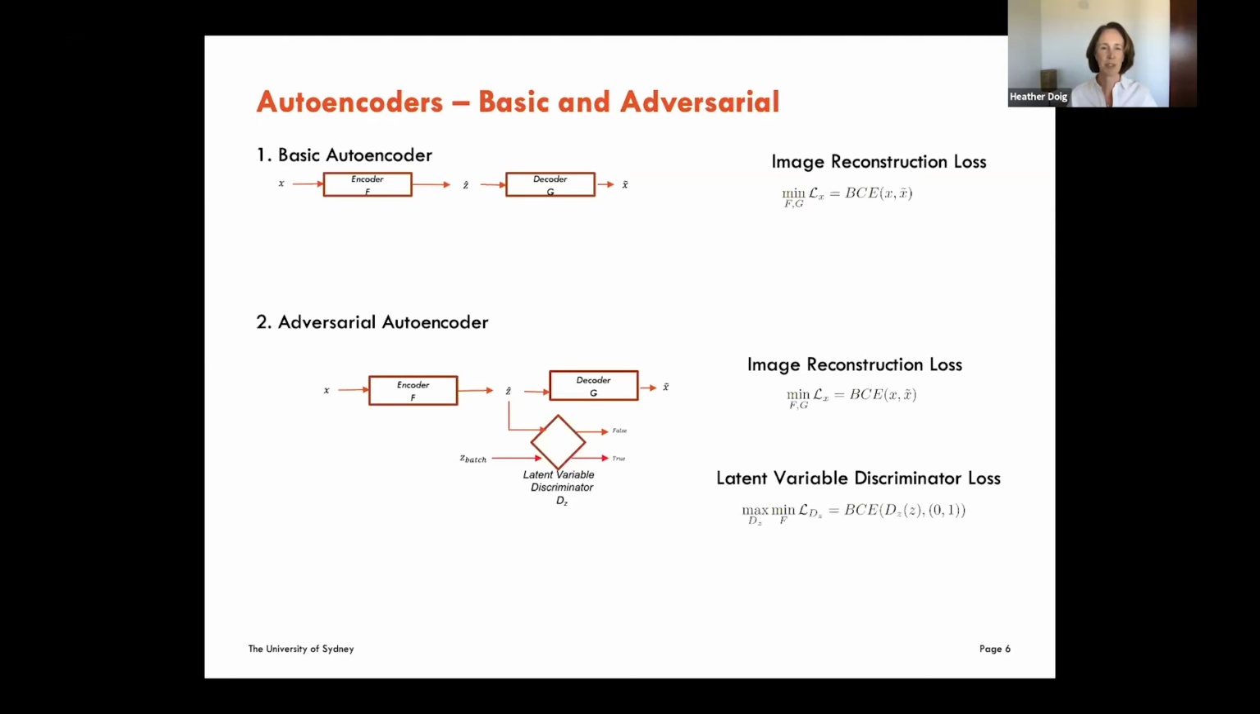In addition to the image reconstruction loss from the basic autoencoder, there is an additional discriminator loss term. Training the encoder and the discriminator are alternated in a minimax game, with the encoder trying to minimise the discriminator loss while the discriminator tries to maximise it. The reconstruction loss and discriminator loss are summed using a weighting variable to give one loss term for the whole network.